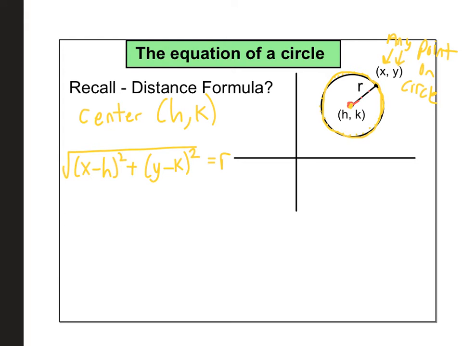Now the way you're going to see the equation of a circle written, all we're going to do is square both sides of this and get rid of the square root. Okay, so it's going to look like this. Here's going to be the equation of a circle that we're going to use.